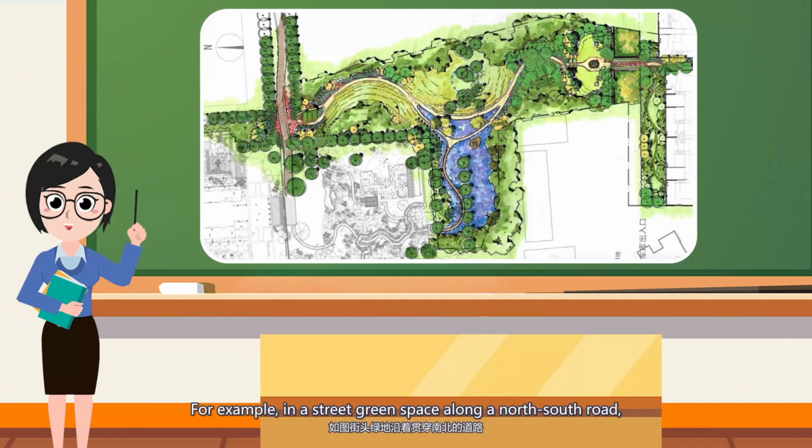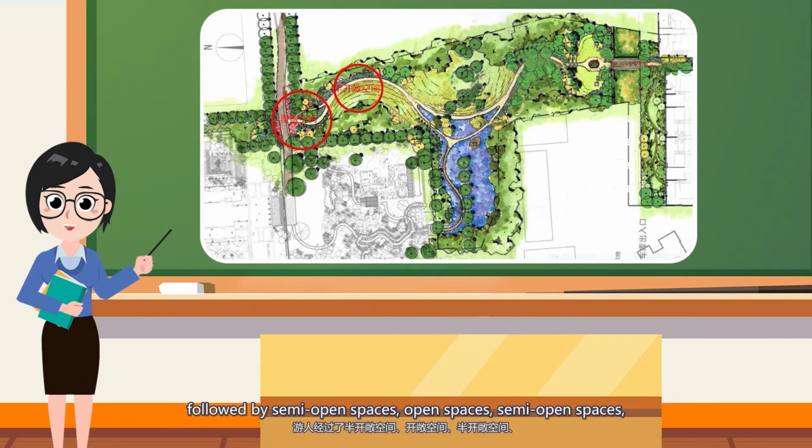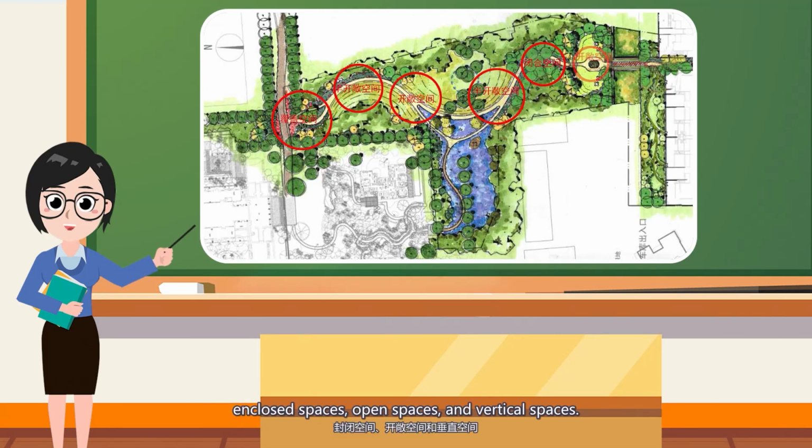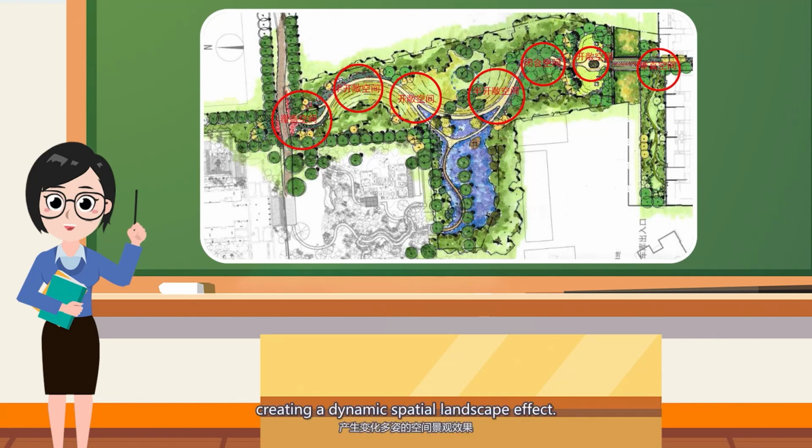For example, in a street green space along a north-south road, visitors experience a sequence of spaces starting with an overhead space at the entrance, followed by semi-open spaces, open spaces, semi-open spaces, enclosed spaces, open spaces, and vertical spaces. In this sequence, plant landscape design appropriately guides and blocks sightlines, creating a dynamic spatial landscape effect.